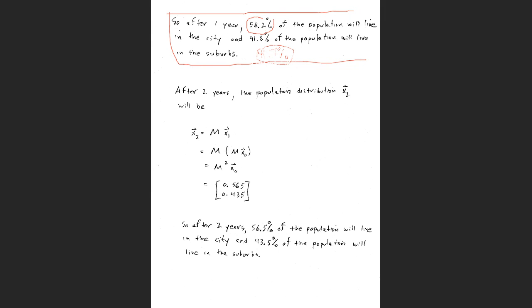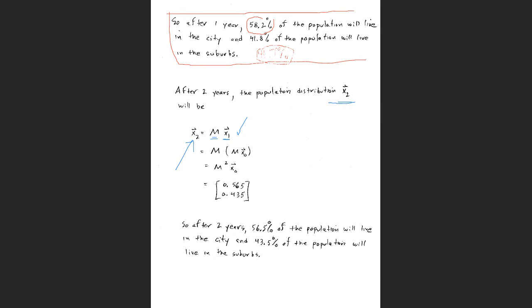Now after 2 years, the population distribution, which we'll call X2. So now after 2 years, what's the population distribution? Well, we're going to take the migration matrix and multiply it by X1. Now that we know that X1 is the distribution of the population after 1 year, to get the distribution after 2 years, just take your migration matrix and multiply it by X1.